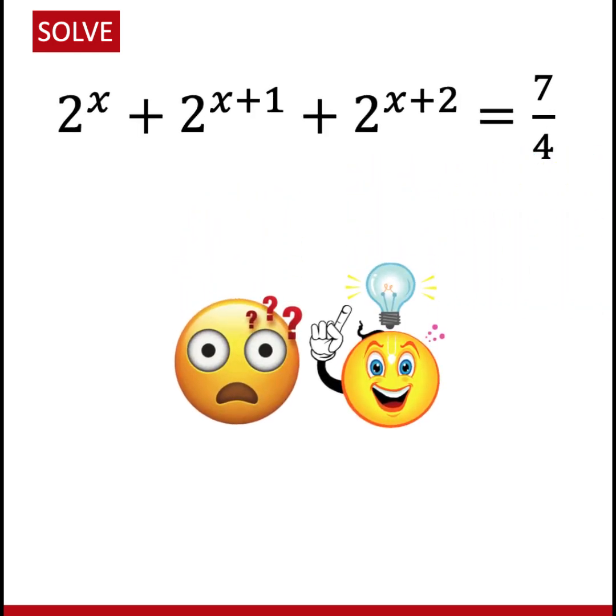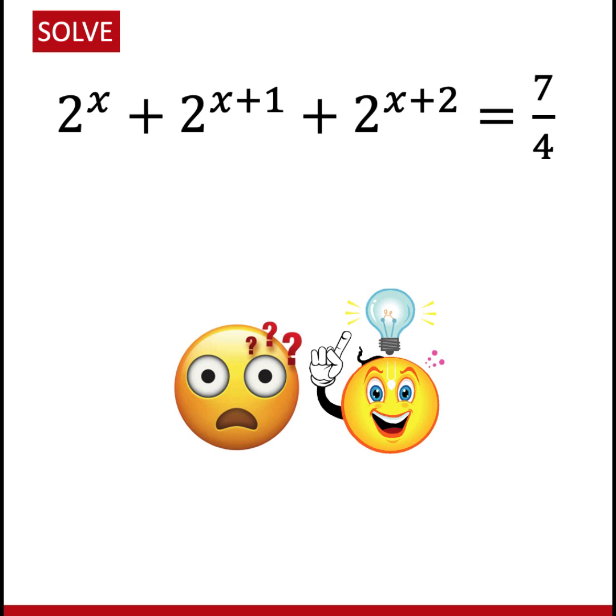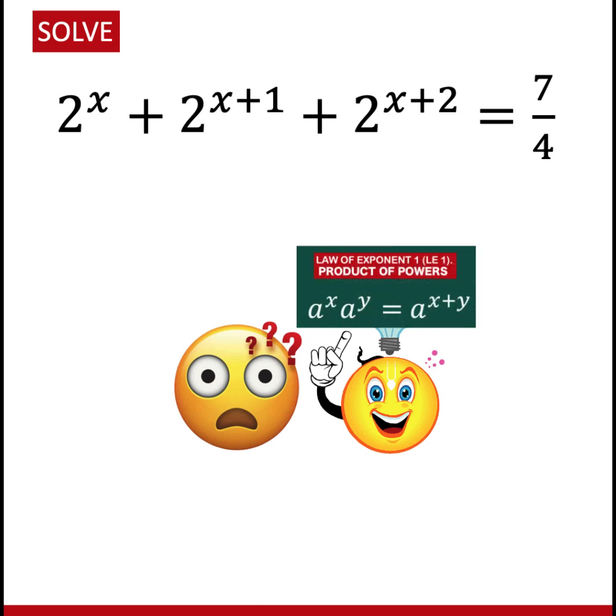Solve for x given this equation: 2 raised to x plus 2 raised to x plus 1 plus 2 raised to x plus 2 equals 7 over 4. Now let's solve this problem together. Let's begin by recalling our product of powers law of exponent.